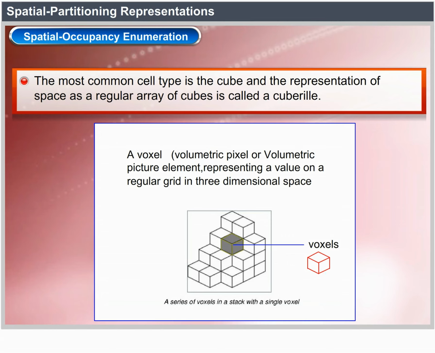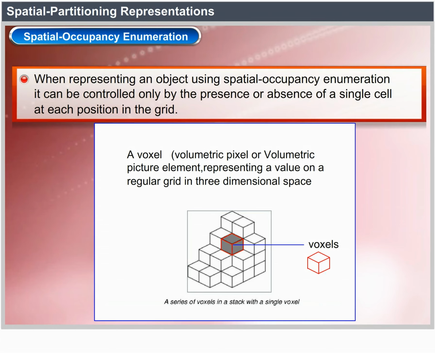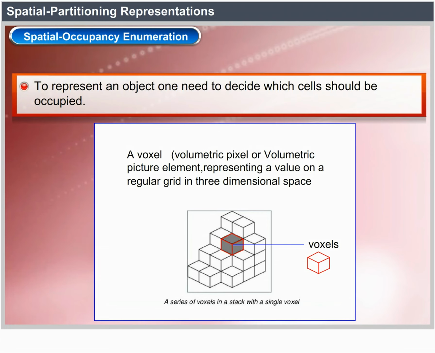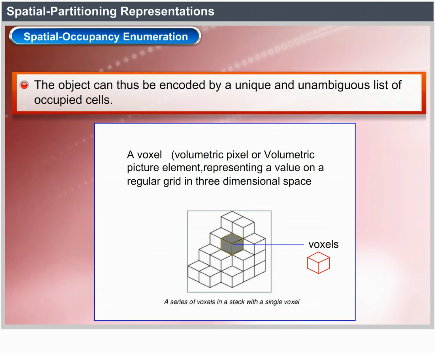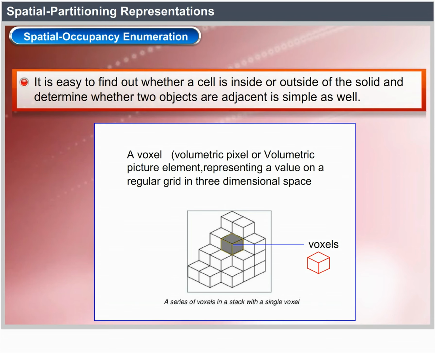When representing an object using spatial occupancy enumeration, we control only the presence or absence of a single cell at each position in the grid. To represent an object, we need only to decide which cells are occupied and which cells are not. The object can thus be encoded by a unique and unambiguous list of occupied cells. It is easy to find out whether a cell is inside or outside of the solid, and determining whether two objects are adjacent is simple as well.